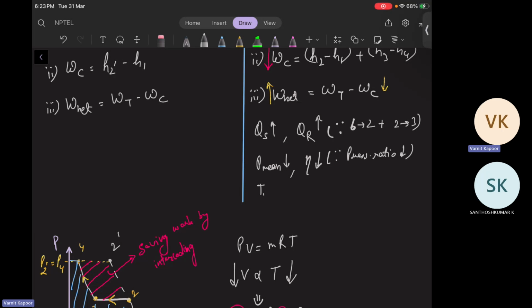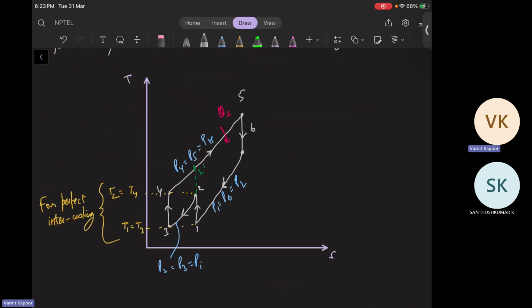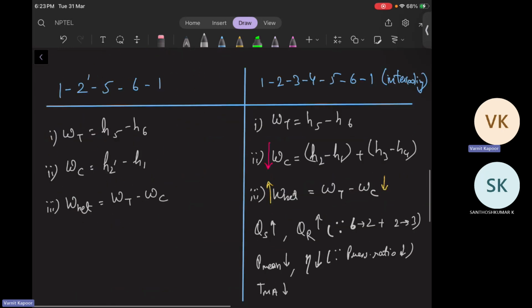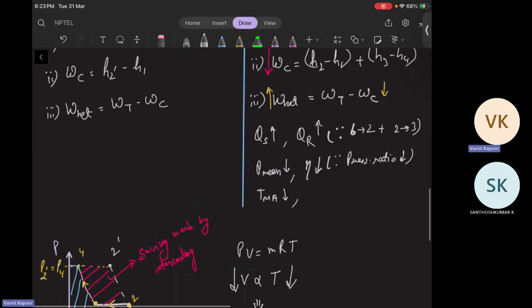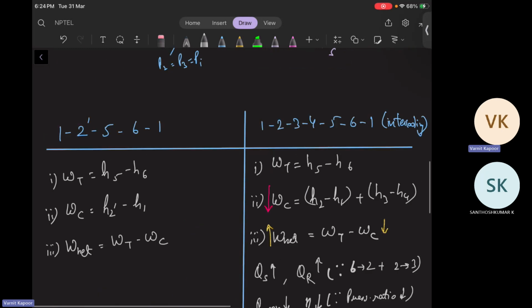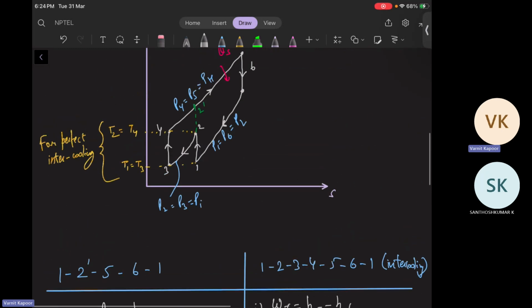Then mean addition temperature is also going to decrease, because earlier your temperature was from 1 to 2 dash, but now you are doing from 1 to 2 and 3 to 4. You are eventually reducing the temperature by providing an intercooler. And mean rejection temperature is also going to decrease, because you are again rejecting from 6 to 1 and 2 to 3. Rejection is happening at a lower temperature as well. That's why.